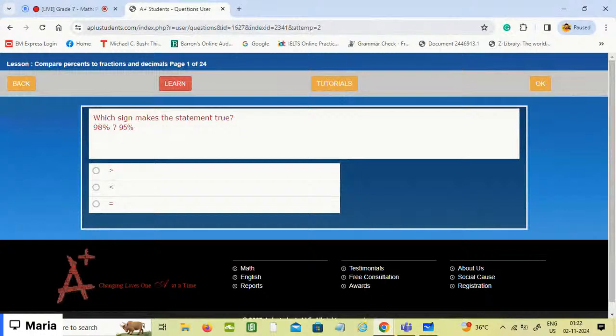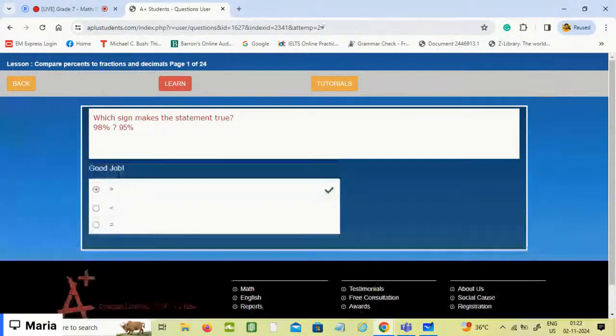Which sign makes the statement true? 98% and 95%. They both are in percentage, right? So 98% is greater than 95%. Option number one is the correct option.